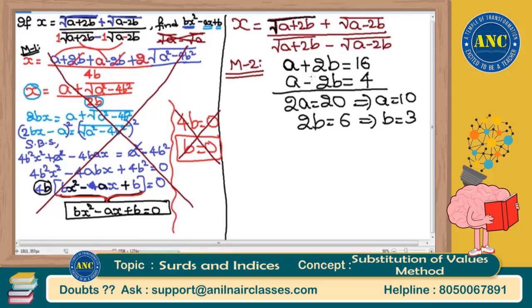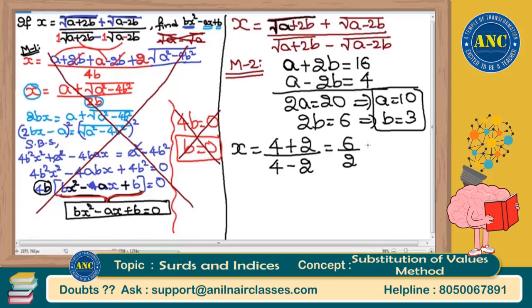Now I know a value, I know b value. Similarly, what will be x value? X value will be square root of a plus 2b, which I took as 16. Square root of 16 is 4. Square root of 4 is 2. So it is 4 plus 2 divided by 4 minus 2, which is 6 divided by 2. X value is 3. I know a value, I know b value, I know x value. What is it that I need to find?